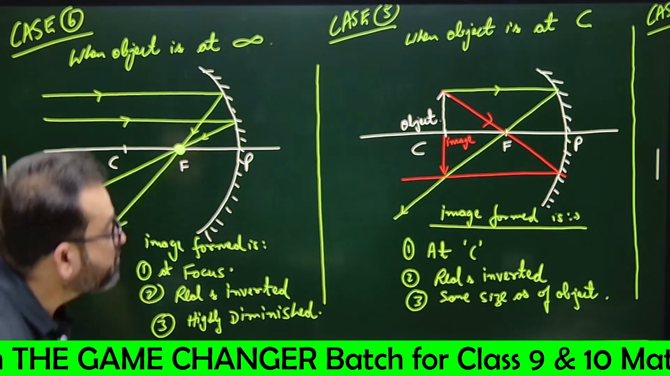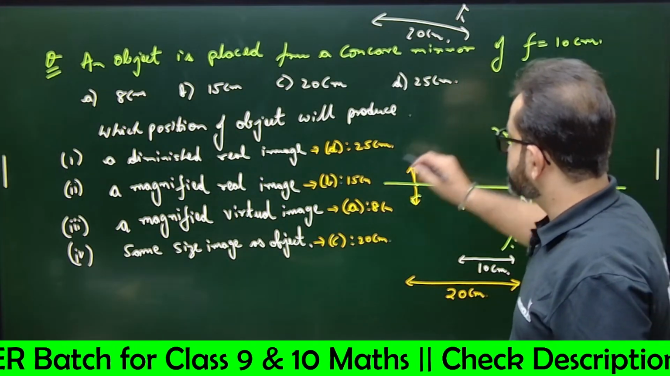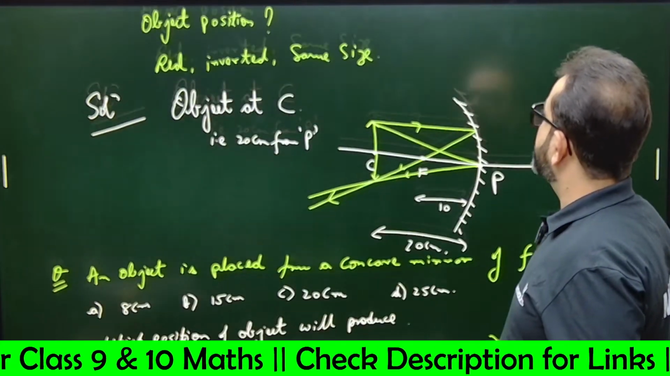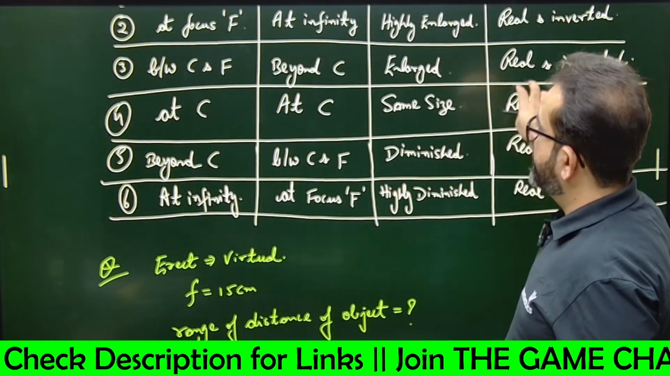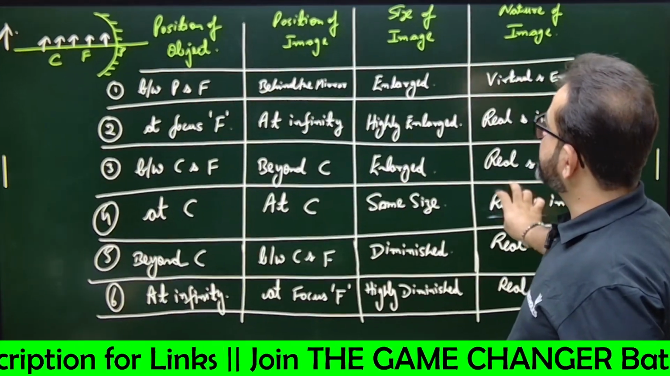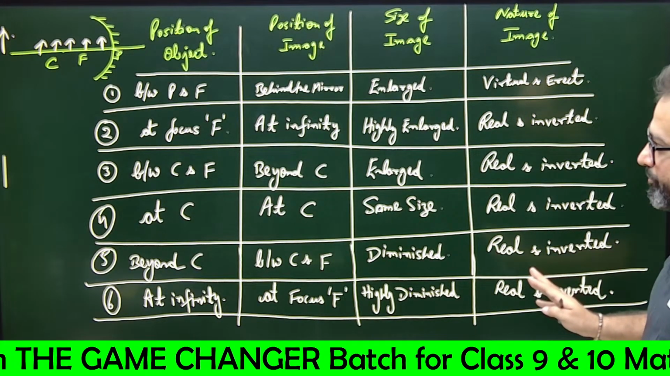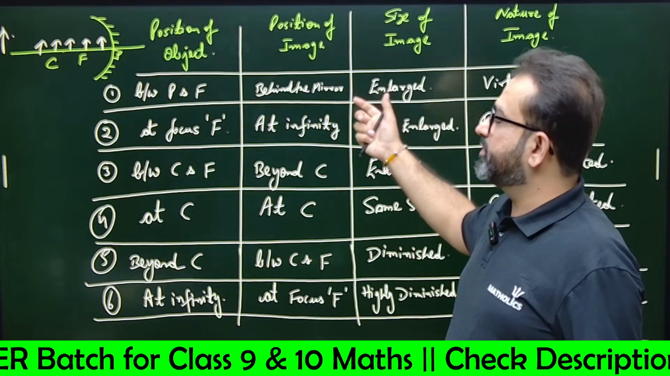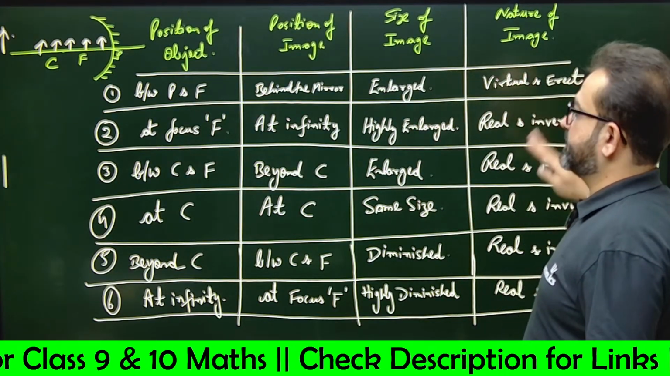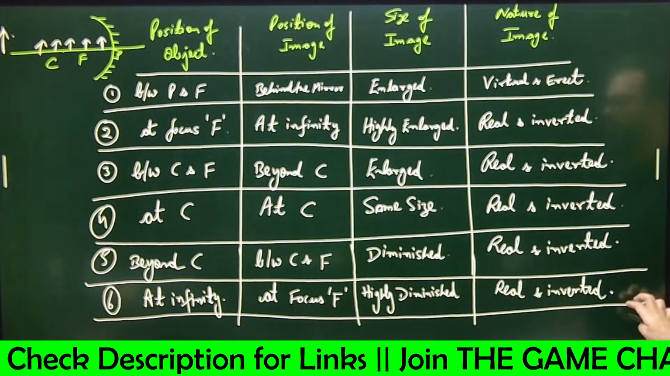Done? Okay. Next, coming on to questions. But before questions, this is a simple table. You can take a screenshot and copy it afterwards. Where is the object, between P and F? What will be the image formed? Where will it be formed? What is the nature of the image? Like that. This table is homework. You can take a screenshot and make this table in your notes copy.